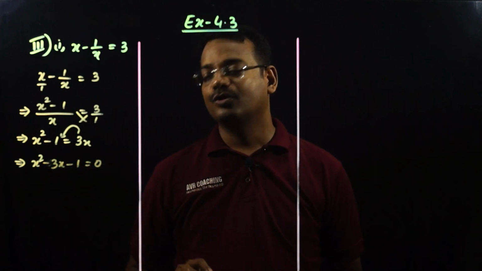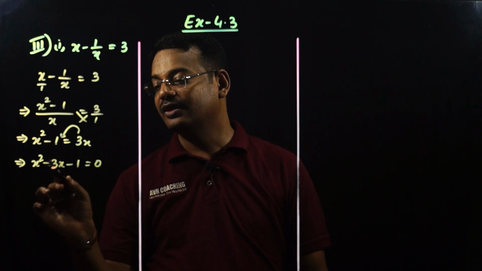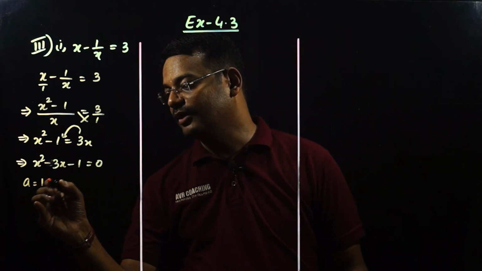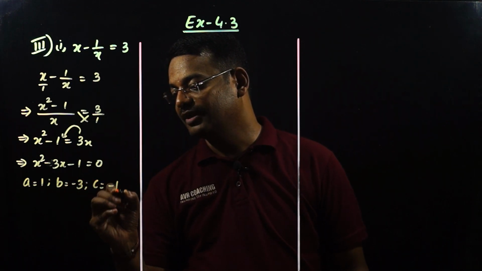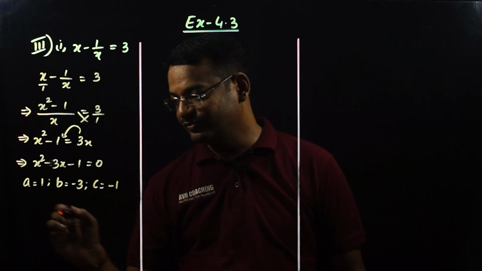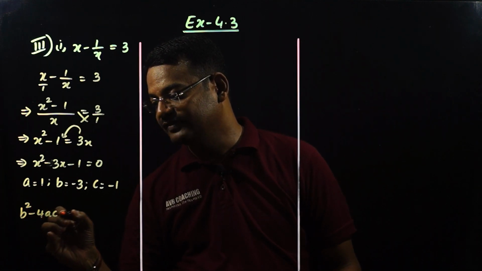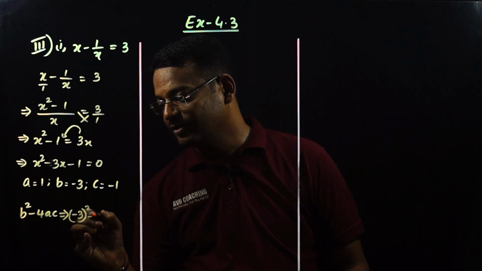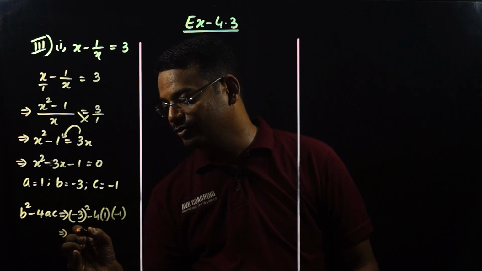Now this is a quadratic equation because it is in the form of ax square plus bx plus c equal to 0, where a equal to 1, b equal to minus 3 and c equal to minus 1. As a thumb rule, if we want to find the roots of the quadratic equation, first we need to find the discriminant value, that is b square minus 4ac, which implies b square is minus 3 whole square minus 4 a, c is minus 1, which is equal to 9.